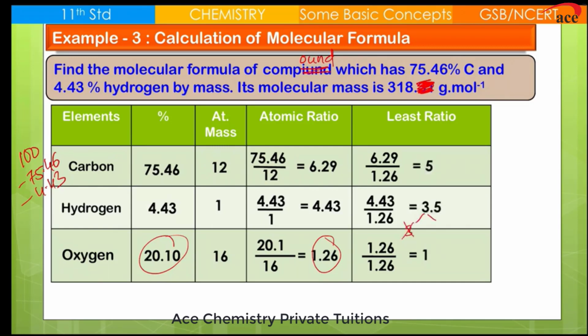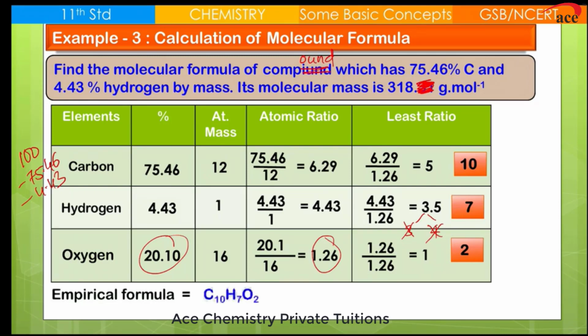Can I take 3.5 as 3? No, scientifically incorrect. Can I take 3.5 as 4? No, scientifically incorrect. So, what to do? Then, you have to multiply by a multiplication factor 2. You will get 10, 7 and 2. So empirical formula will be C10H7O2. That is the empirical formula you will get.